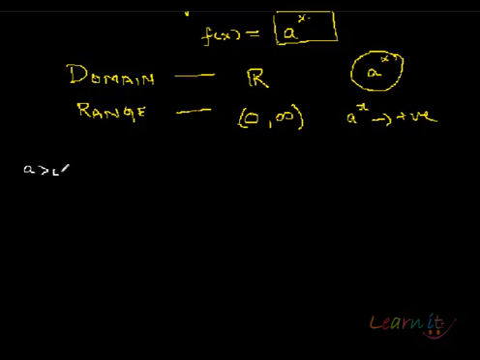Now a is greater than 0. Let's see basically what this function can look like. So a is greater than 0 and should not be equal to 1. That is one condition that we know. So we can have various cases, right? The very first case that comes to our mind: what happens when a is strictly greater than 1?